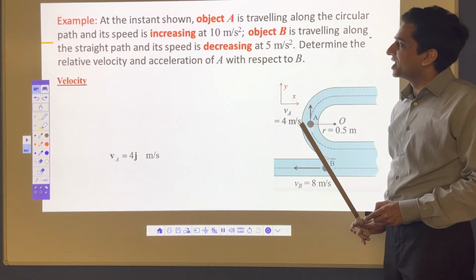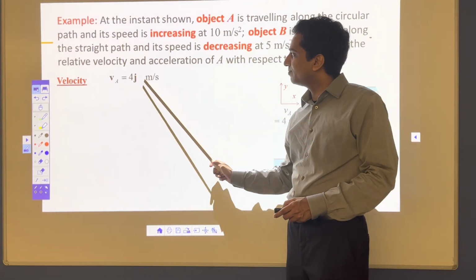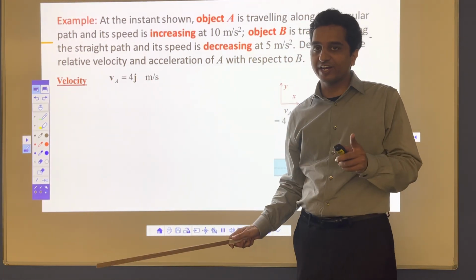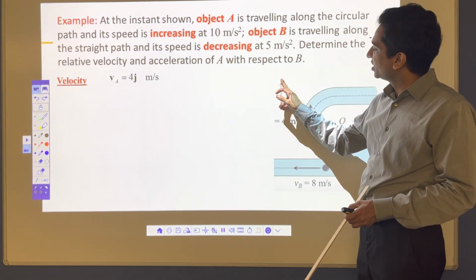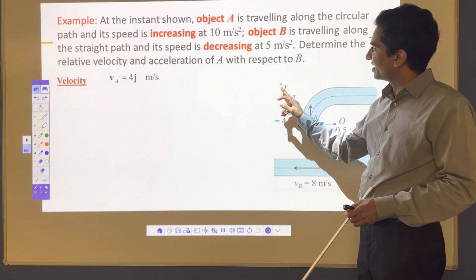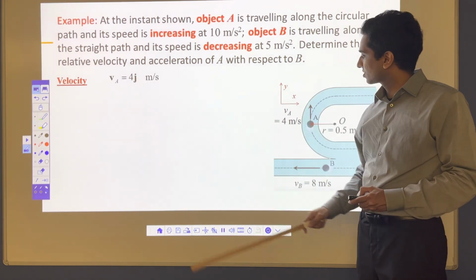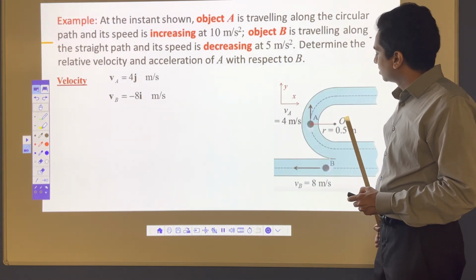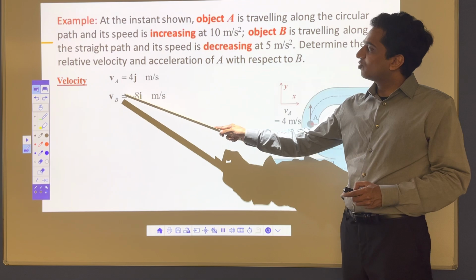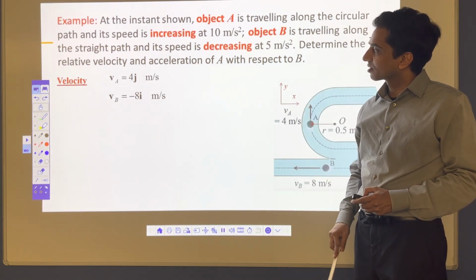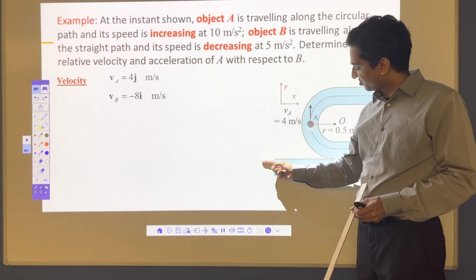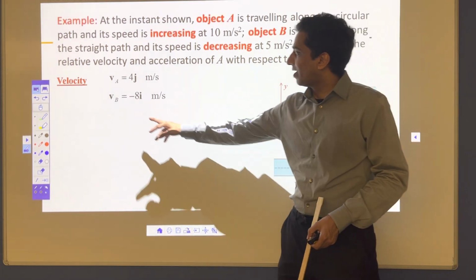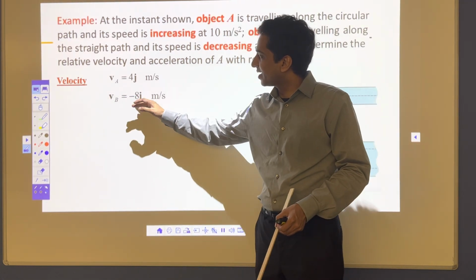So the velocity of A becomes 4j meter per second. Velocity has magnitude and direction. i is used for the X direction, and j is for the Y direction. They are unit vectors. So that's my 4j. VB is equal to minus 8i. This one is going in the negative X direction, so it becomes minus 8i meter per second.